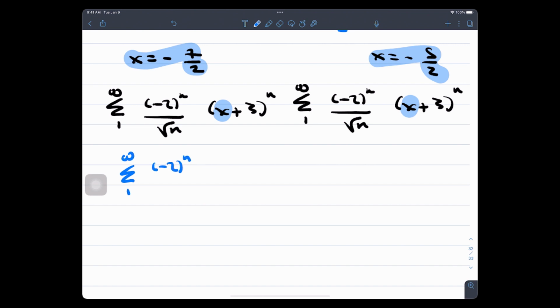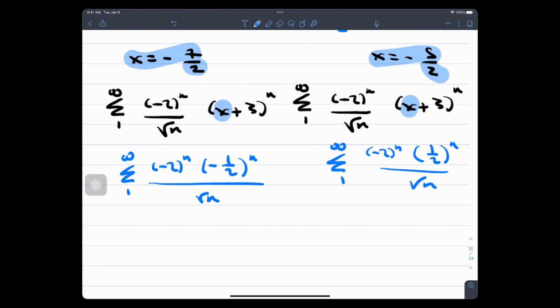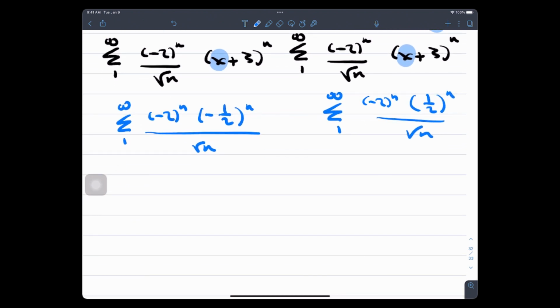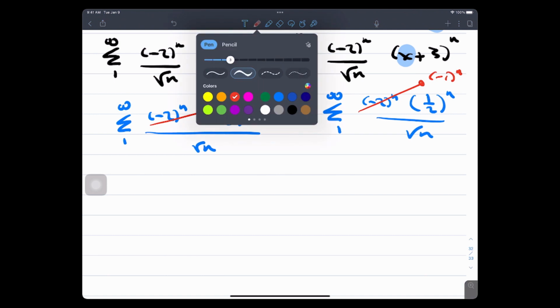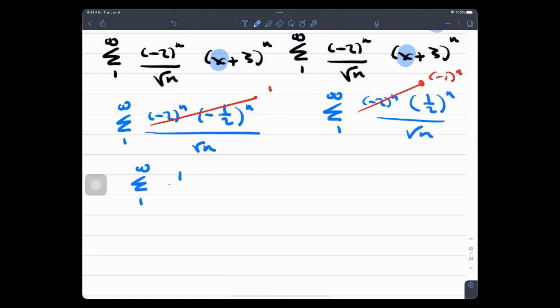You get negative 2 to the n. So you get negative 7/2. Isn't that negative 1/2 to the n when I plug that in? Double check. And negative 5/2, that's going to be 1/2. So this is negative 2 to the n, 1/2 to the n over square root of n. Double check my arithmetic, ladies and gentlemen. And I think this is going to be, what happens with this? Isn't this 1? And this is going to be negative 1 to the n. Is that right? Let me do this. Okay, you guys okay with this here?